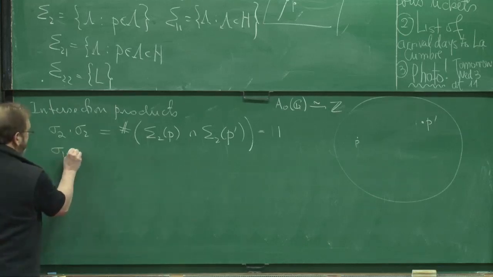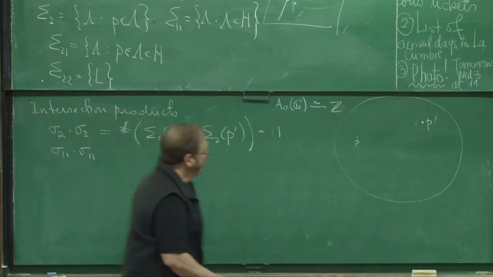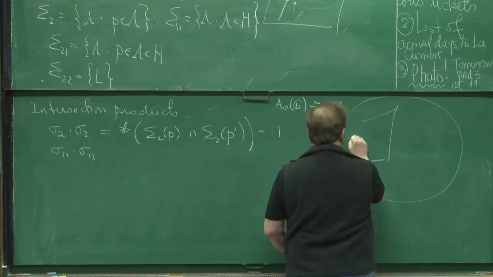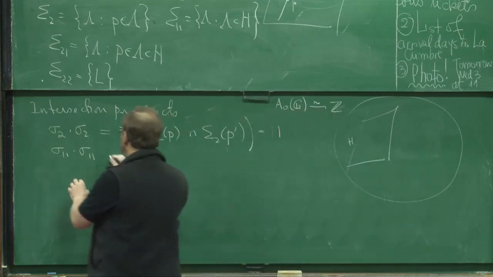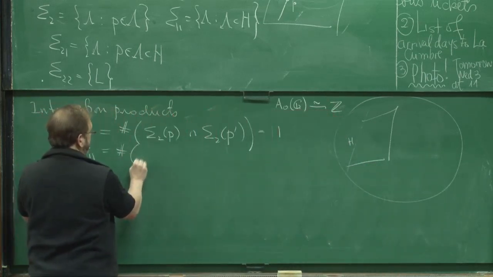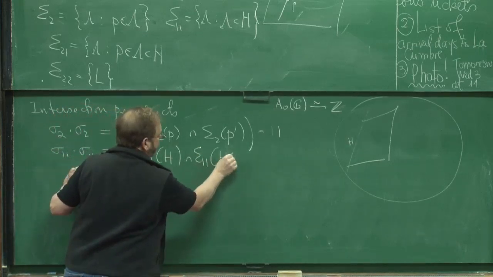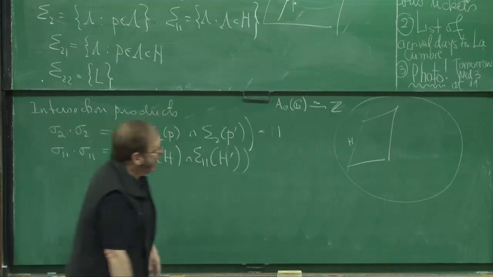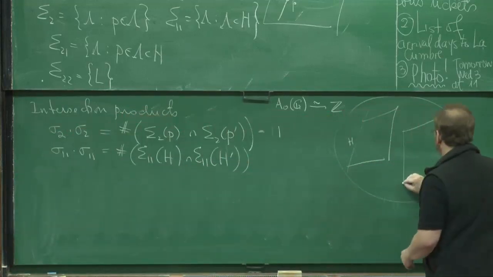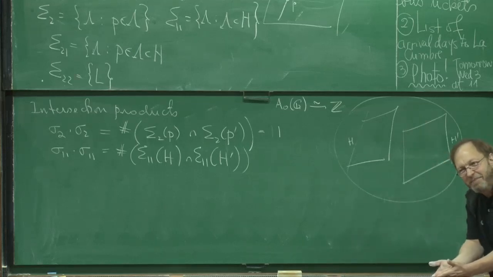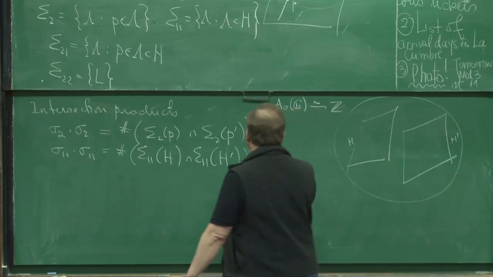All right, here's another one. What about sigma 11 dot sigma 11? Well, it's the same thing. Sigma 11 is lines lying in a plane H. If I want to intersect that class with itself, I just choose another plane. This is sigma 11 of H intersects sigma 11 of H prime for another choice of plane. And the question is, how many lines lie in both H and H prime? Well, if I take 2 general planes in P3, they have one line in common, their intersection. So this is, again, 1.